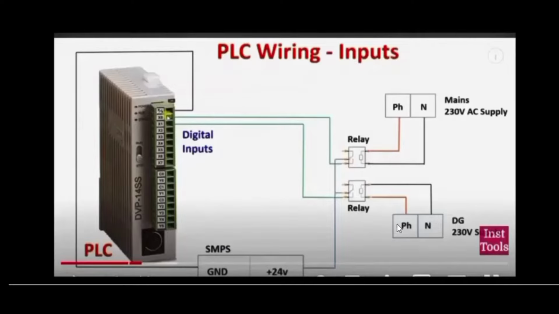Okay. Similarly, if the DG power is available, the second relay will be on and it will give 24 volt supply to X1 position. So it will be regarded as a 1. Here the PLC will sense the DG power is available.